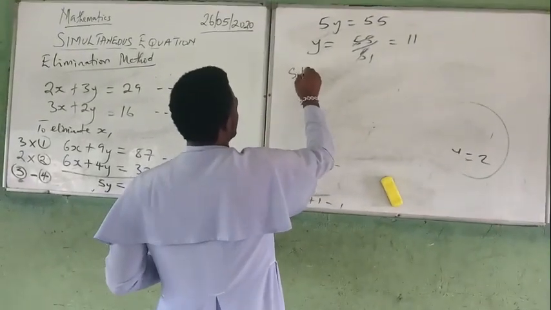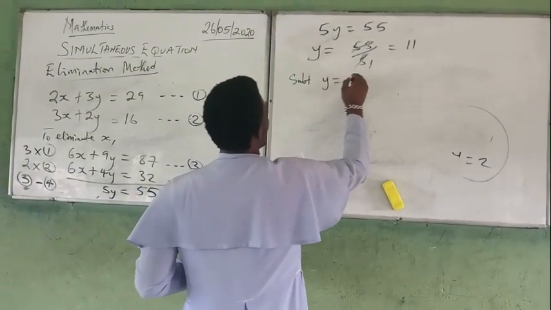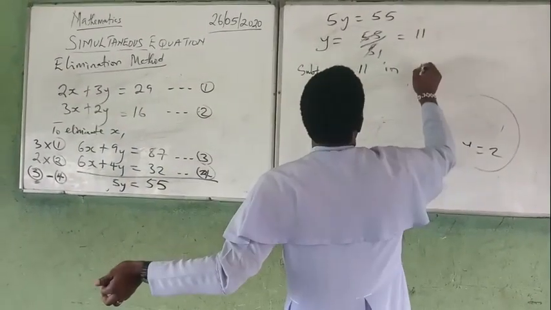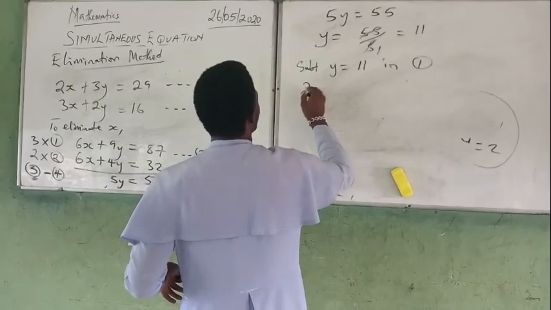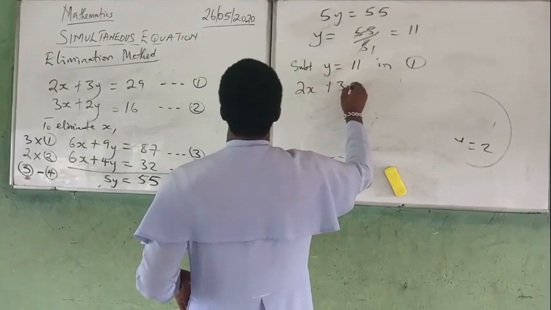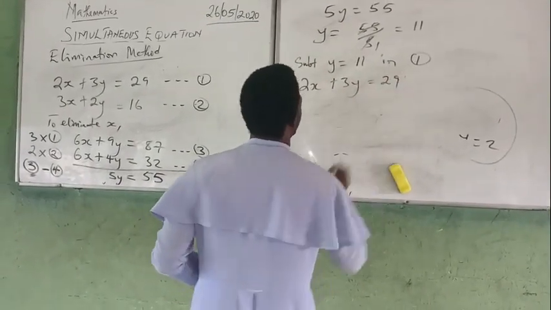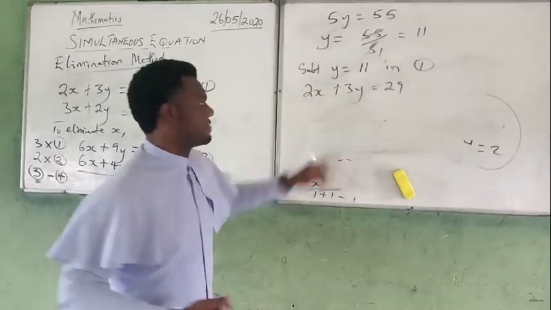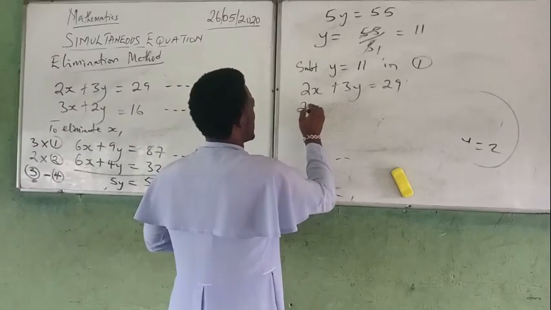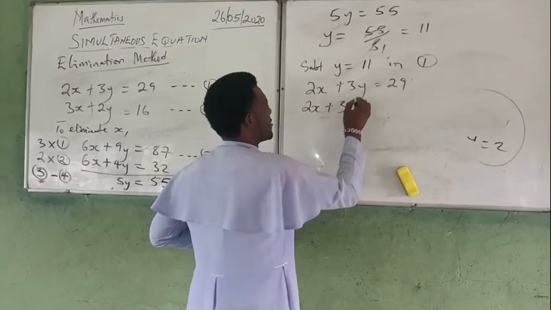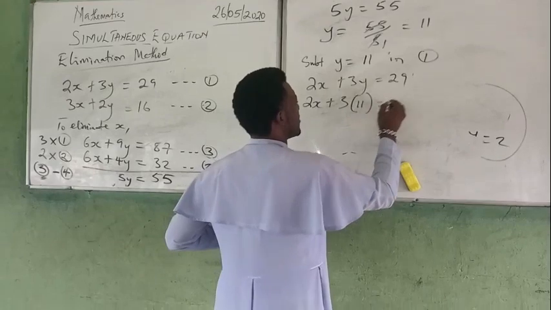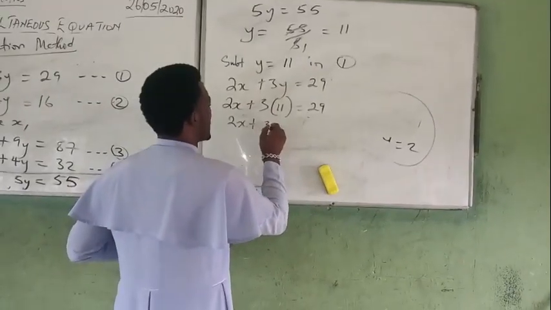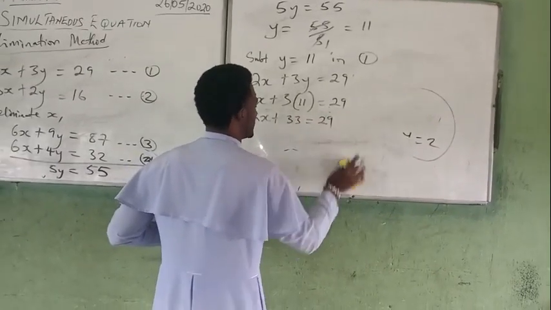You substitute y equal to 11 in any of the equations, say in equation 1. So 2x plus 3y is equal to 29. What you do is wherever you find y, you substitute it with 11 to get x. 2x plus 3 bracket 11 is equal to 29. So 2x plus 3 times 11, 33, equals 29.